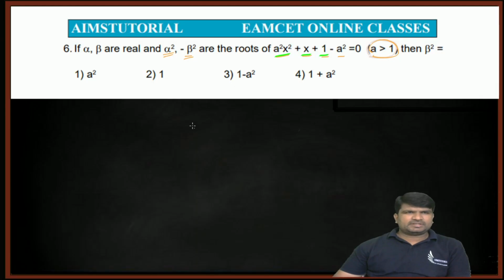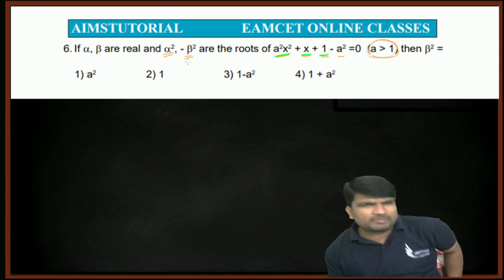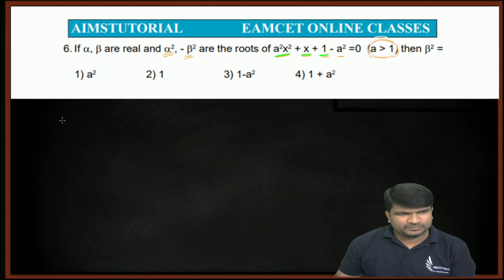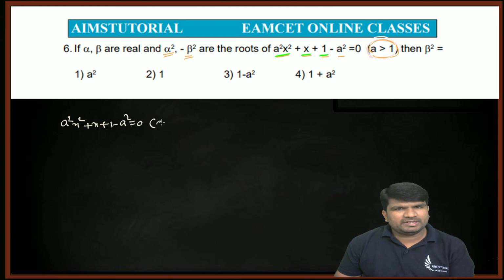Next question is, if alpha, beta are real and alpha square, minus beta square are the roots of the given quadratic equation where a is greater than 1, then beta square equals 2. So, the given quadratic equation is a square x square plus x plus 1 minus a square equals 0, where a is greater than 1. A is greater than 1 means 2, 3, 4, and so on. So, put a equals 2.